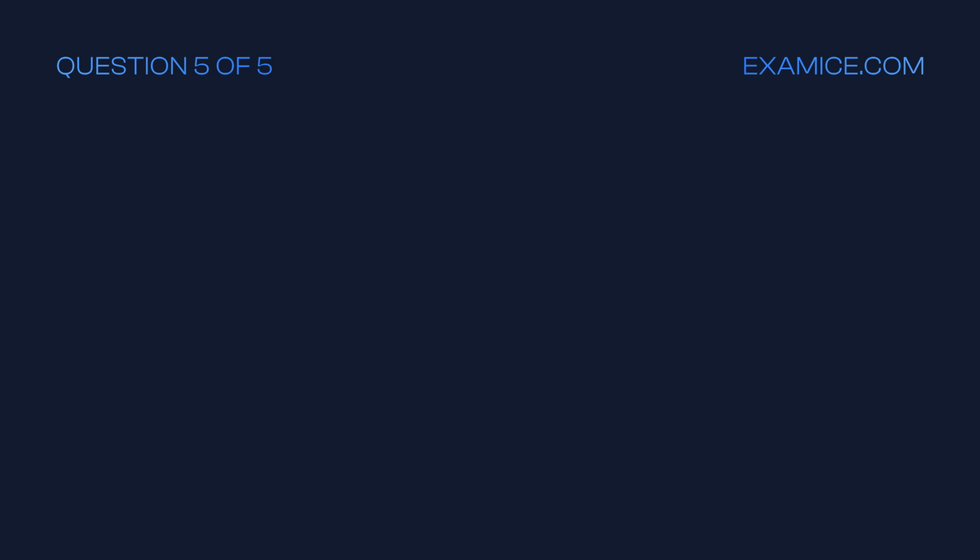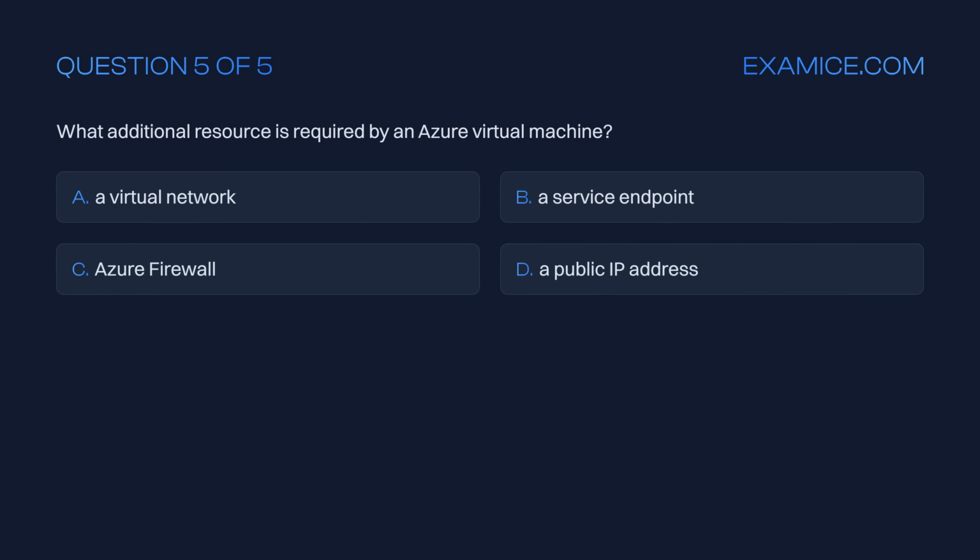Question 5. What additional resource is required by an Azure virtual machine? Option A, a virtual network. Option B, a service endpoint. Option C, Azure Firewall. Option D, a public IP address.